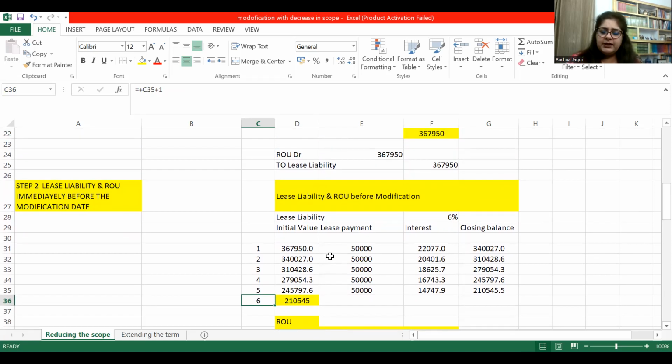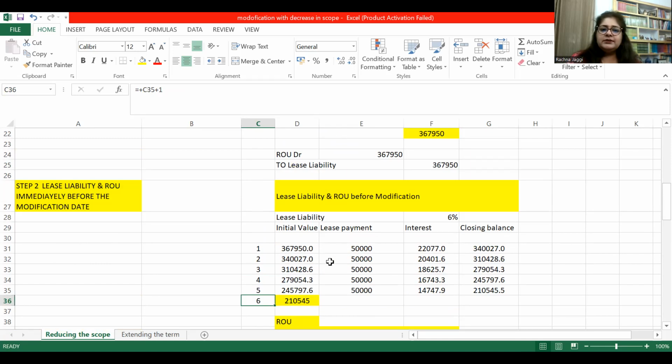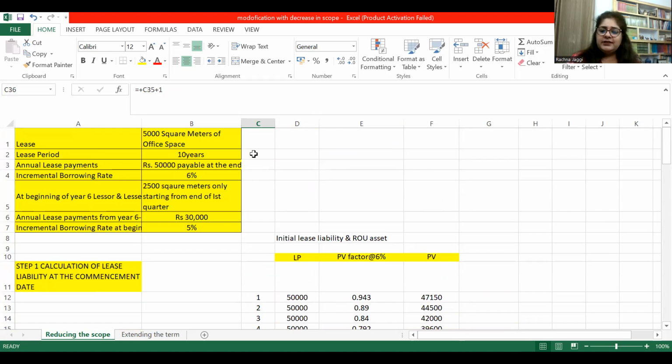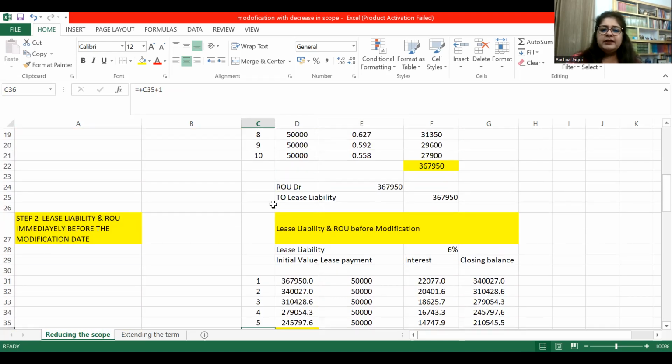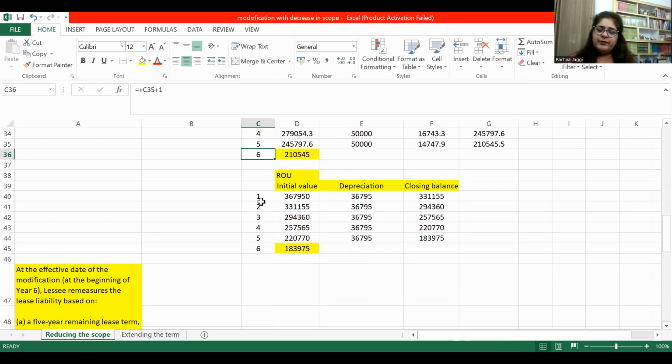Similarly, I'll calculate my ROU also. The lease term is 10 years, so I'll depreciate my ROU over the period of 10 years on a straight line. This is how I'll calculate my ROU value at the beginning of year 6. Initial value 3,67,950, I'll divide it by 10 because the lease term is 10 years. So 36,795 is my depreciation.